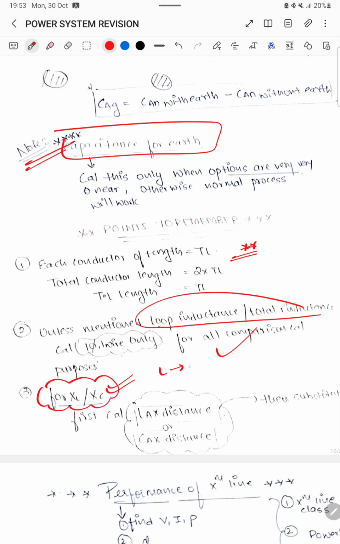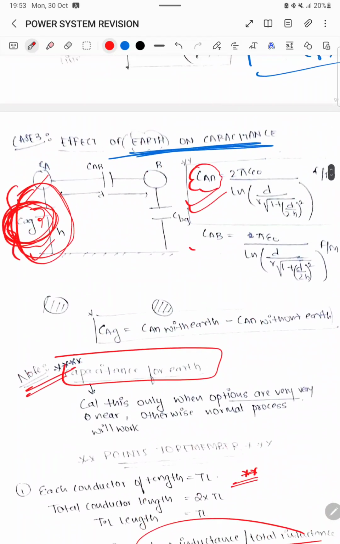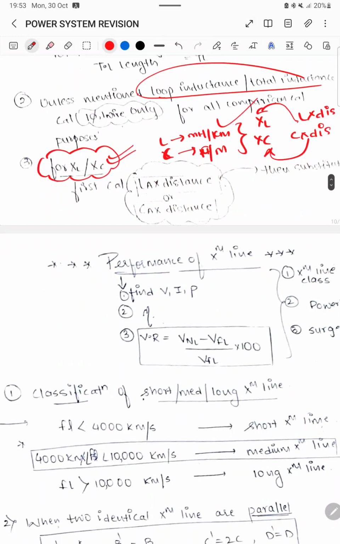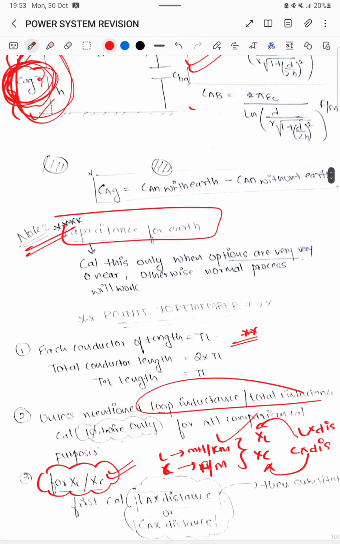Another important thing is for XL XC calculation. Here we are doing L in, let's say, millihenry per kilometer, or we do C calculations in farad per meter. If XL or XC is asked, first multiply L into distance, C into distance, then substitute in formula. Don't substitute first and multiply it with length. Always multiply L and C with length and then find XL and XC. So that's all about this particular chapter.